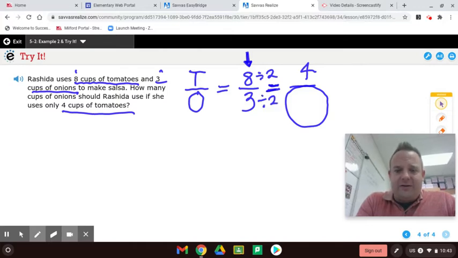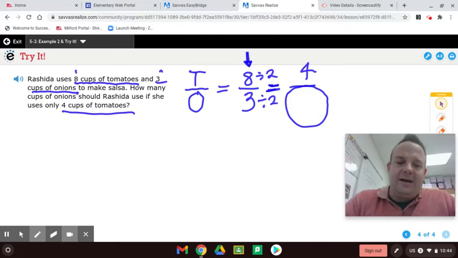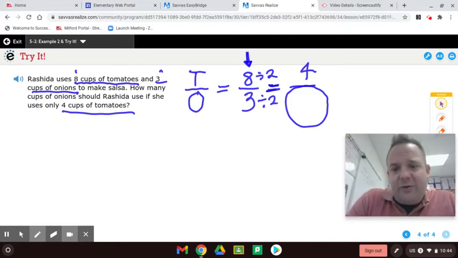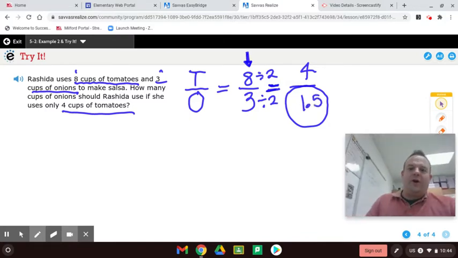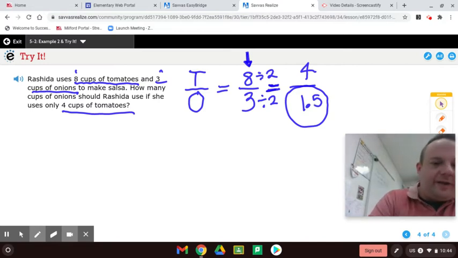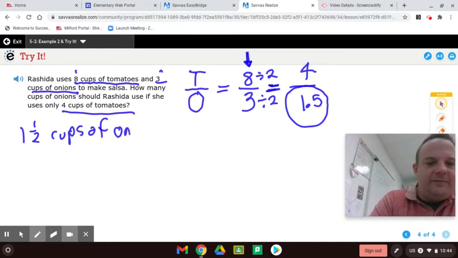Whatever you do on the numerator or denominator, you have to do the same because it's like dividing by 1. 2 over 2 is 1, or multiplying by 1. So 3 divided by 2, that's 1.5, or 1 5/10, or 1 1/2. So you have 1 1/2 cups of onion per 4 cups of tomatoes. Okay, so that answers that.